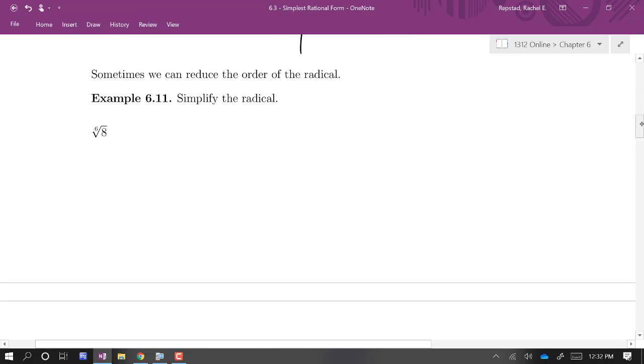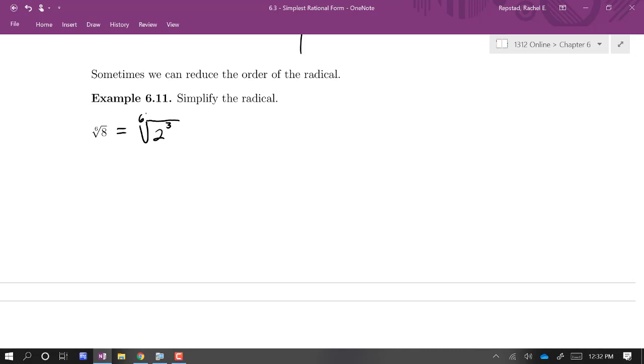Let's try another one. We're going to take the 6th root of 8. Now 8 just factors as 2 times 2 times 2. So it looks like we're looking for 6 of the same factor in order to take one out. And obviously, we don't have 6 of the same factor. We have 3 factors of 2. But sometimes we can change the index or the order of the radical.